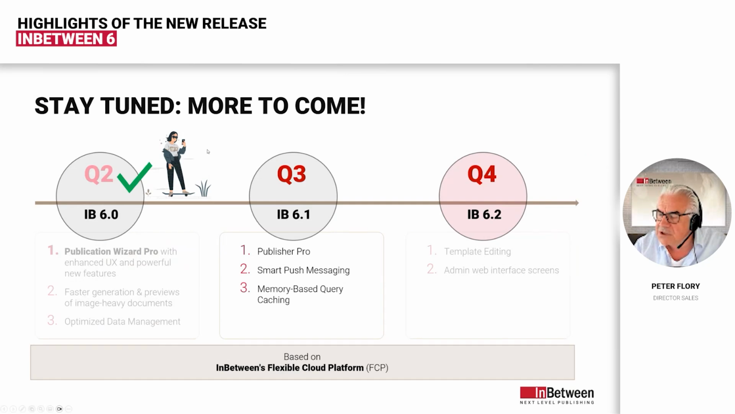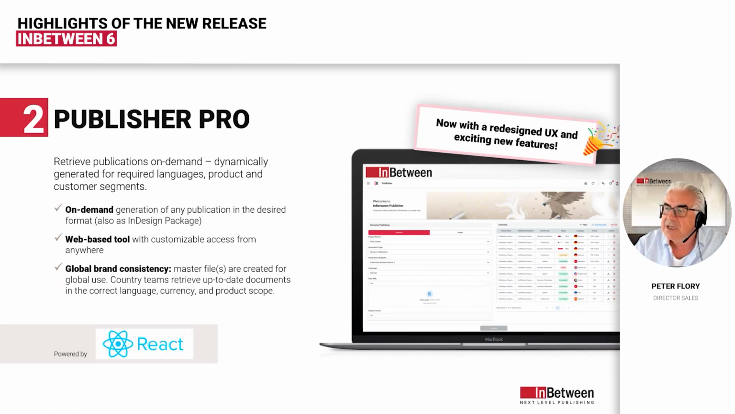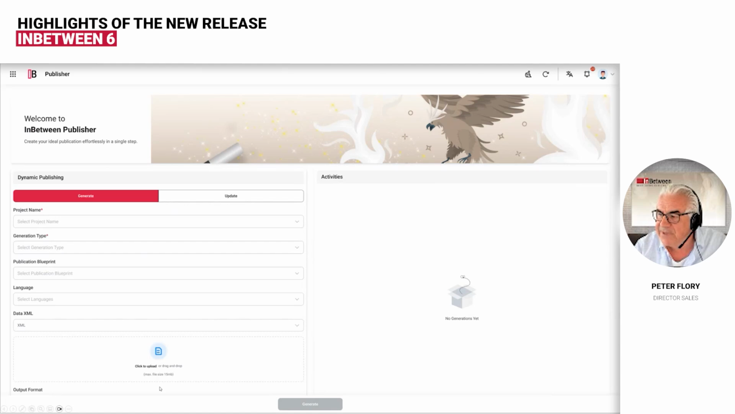For the third quarter, we have a number of areas. You might know Publisher. Publisher is a tool where you can generate publications on demand. It's web-based as well. It can be branded, so it allows you to make sure globally you use the same brand. And this has been greatly improved.